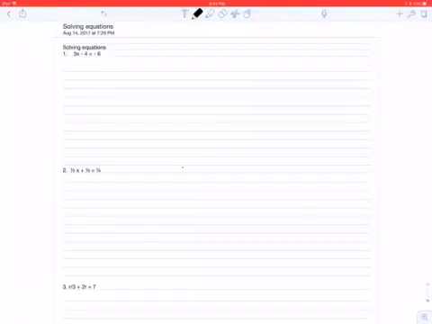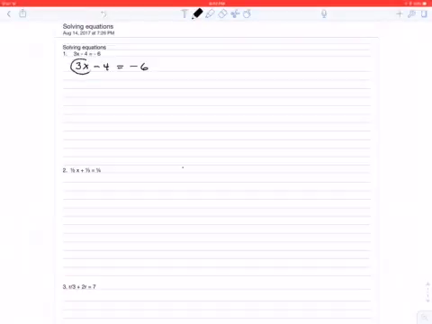To solve an equation, we want to isolate the unknown. In this first equation, 3x minus 4 equals negative 6. I want to get the unknown term by itself first, so I'll add 4 to both sides. So I'm left with 3x equals negative 2.